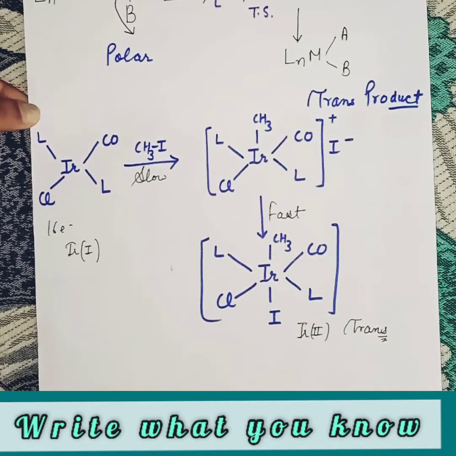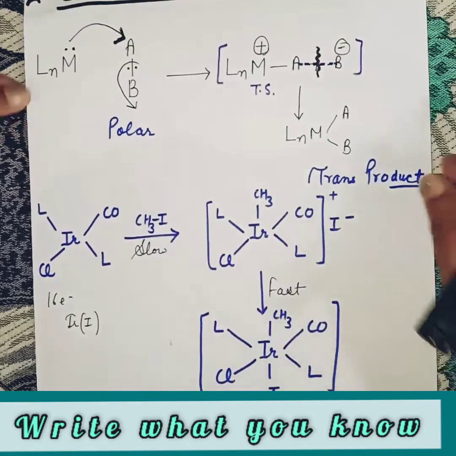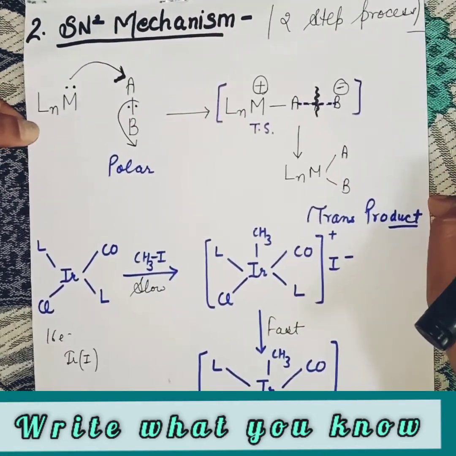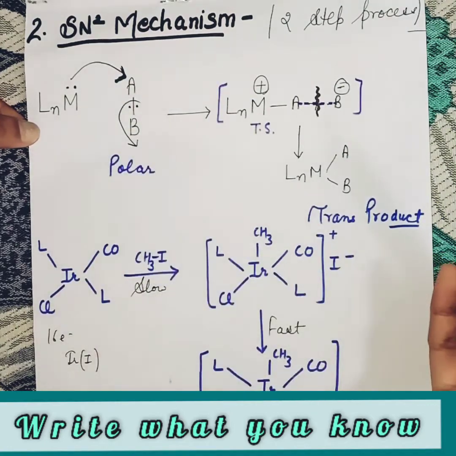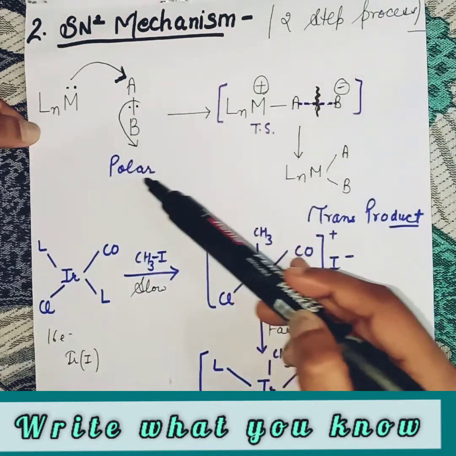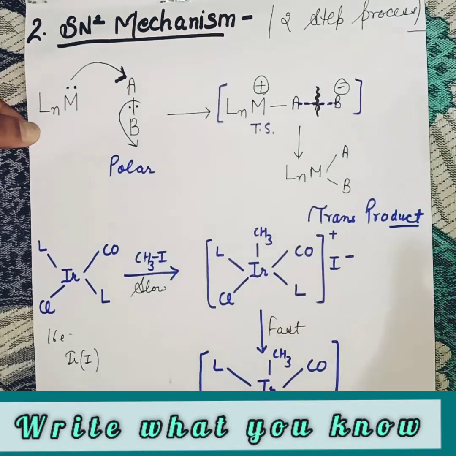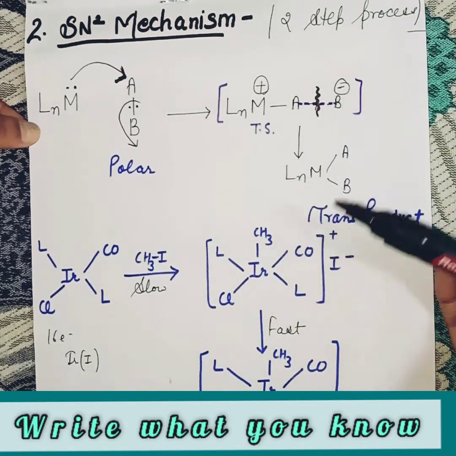Okay guys, so these are the two mechanisms of oxidative addition reaction. If we have a non-polar group, we follow the concerted mechanism, and the addition is cis. If the group is polar, we follow the SN2 mechanism, and the addition is trans.